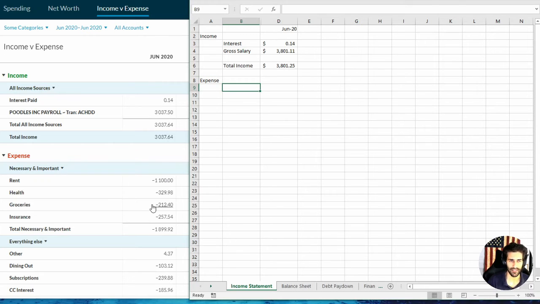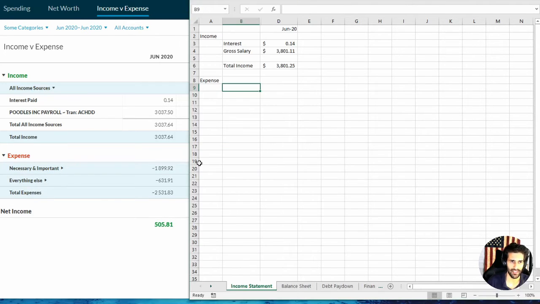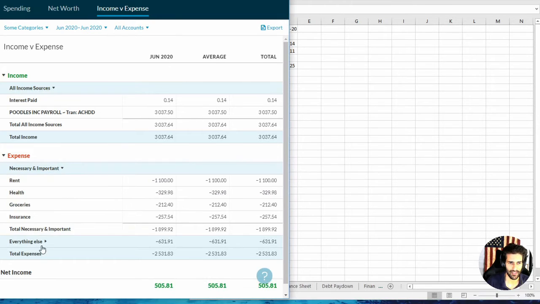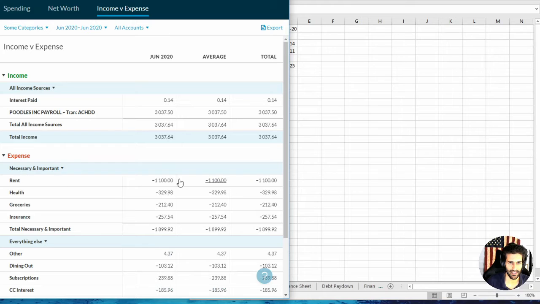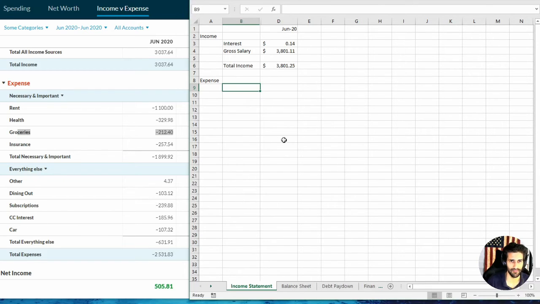So for expenses, I can do two things. I can list all the categories out: rent, health, groceries, insurance, or I can just put them all as necessary and important and everything else. I suppose it would be nice to have a breakdown of it, but since a lot of these things are probably not going to change very much, for now, let's do it that way.